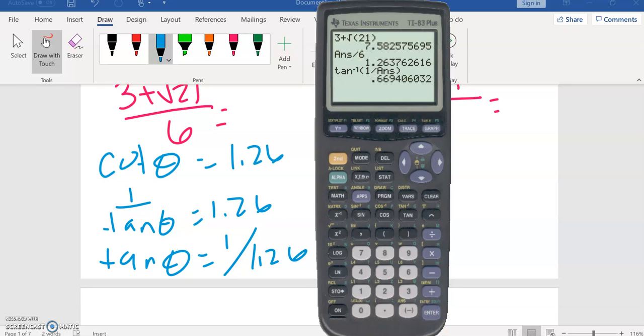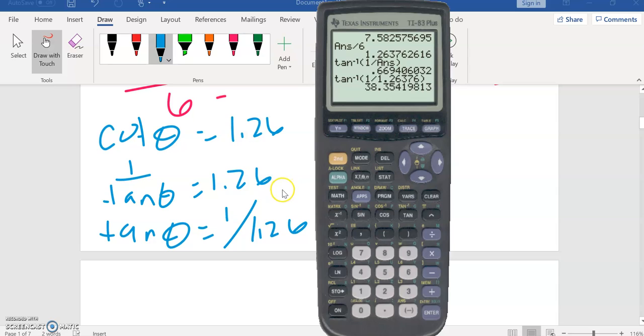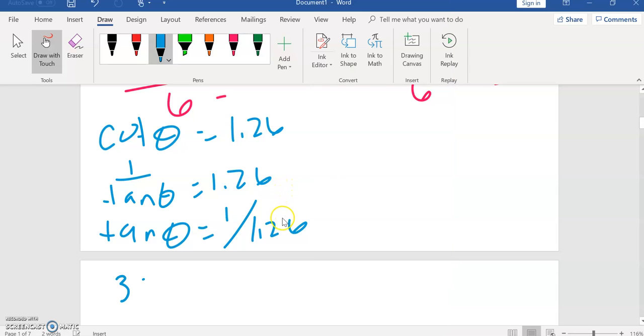Oh, I forgot to change my mode. I said I was going to do degrees, and I forgot. I'm like, why does that make no sense? Okay, let's try this again. So inverse tangent, 1 divided by 1.26, and you just do it. So my first answer is 38.4. And they said round to 1 decimal, to the tenth.